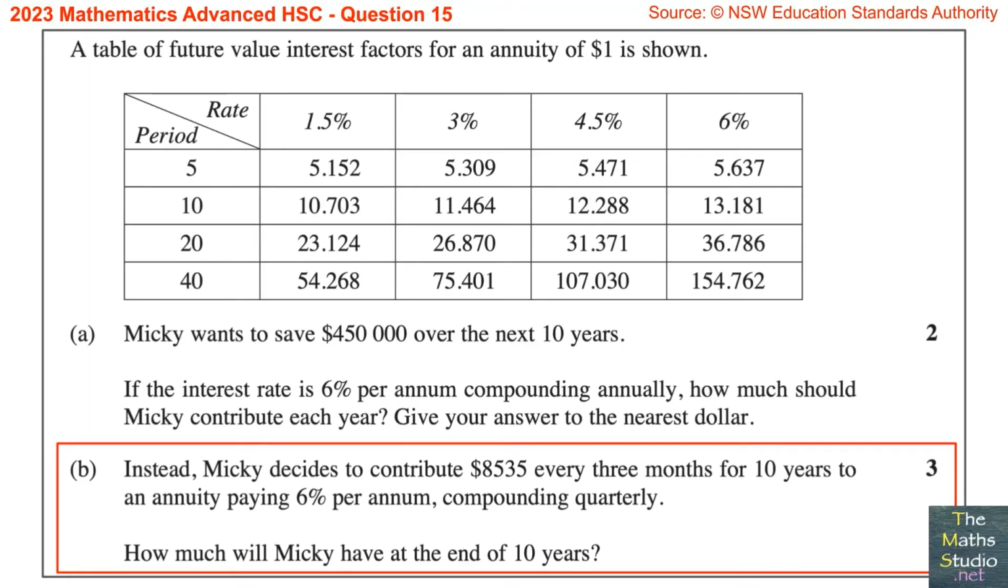Part B. Instead, Mickey decides to contribute $8,535 every 3 months for 10 years to an annuity paying 6% per annum, compounding quarterly. How much will Mickey have at the end of 10 years?